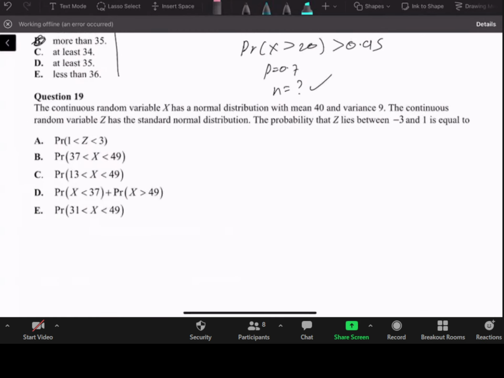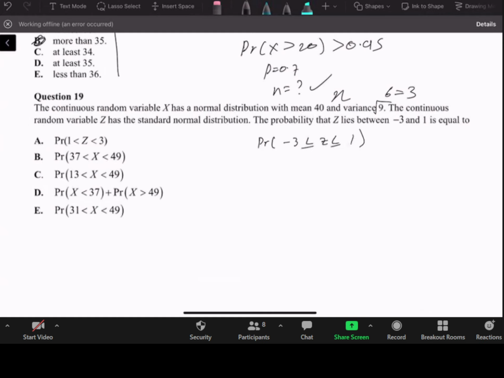So the last question is question 19 in multiple choice. So we have a mean of 40 and a variance of 9. So that means the standard deviation is 3 because it's the square root. And there's a z value, and the probability that z lies between -3 and 1. So this one.